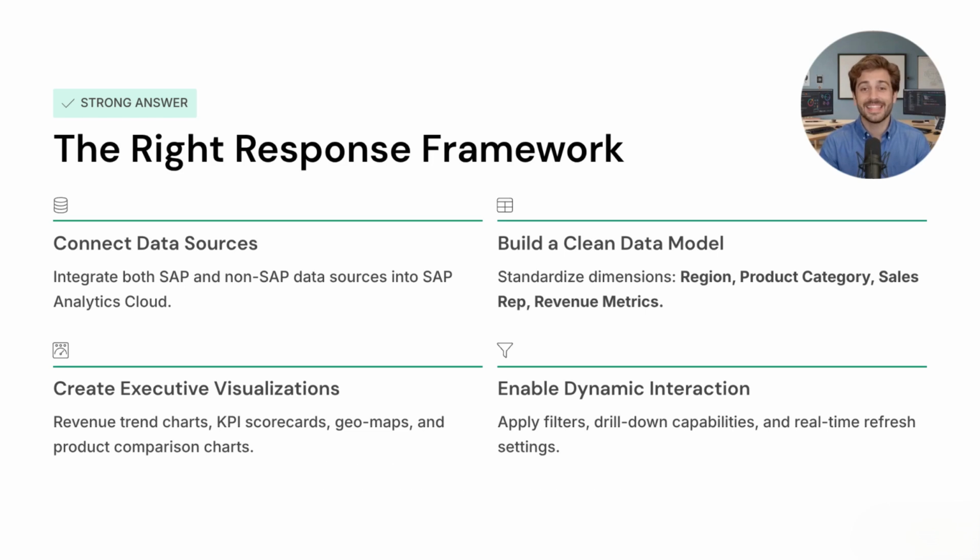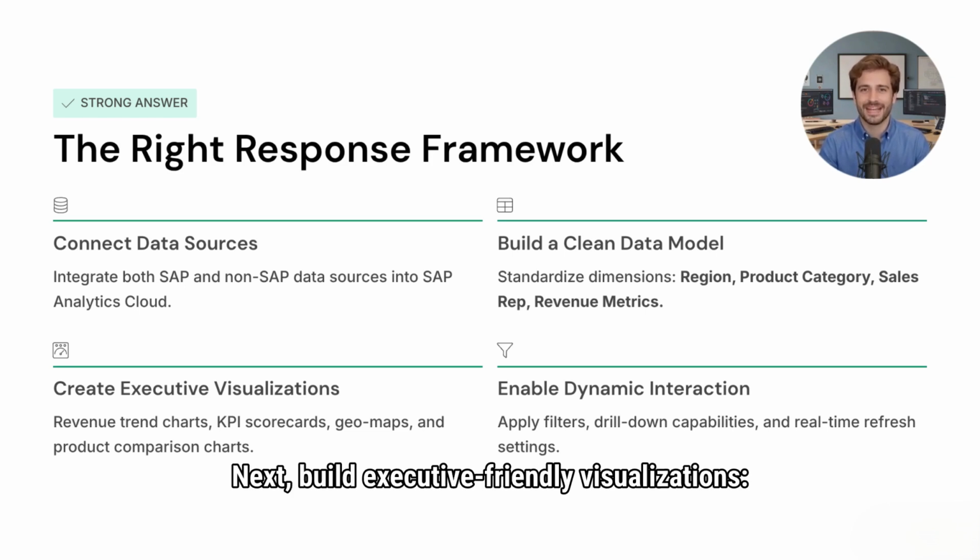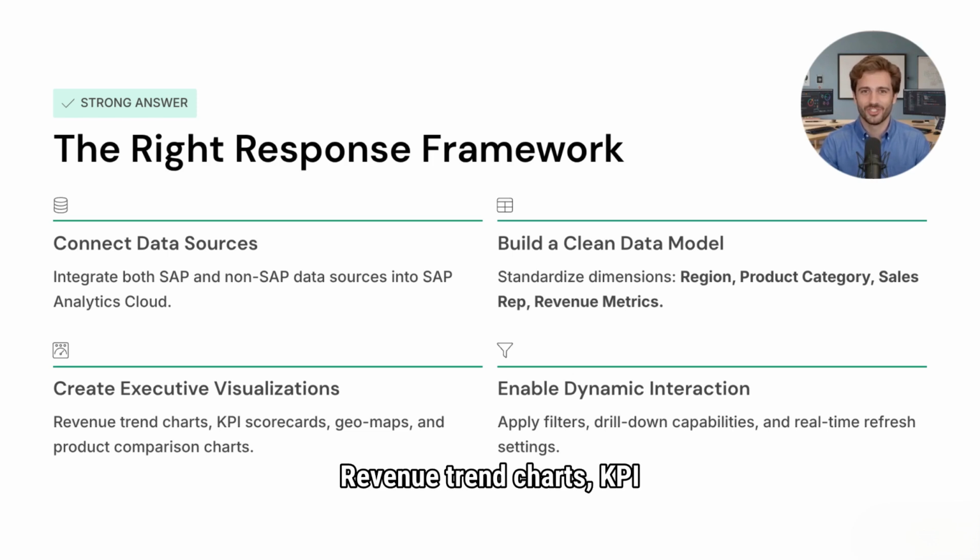Then, create a clean data model with standardized dimensions like region, product category, sales representative, and revenue metrics. Next, build executive-friendly visualizations: revenue trend charts, KPI scorecards, geo maps, and product comparison charts. Finally, apply filters, drill-down capabilities, and real-time refresh settings so executives can interact dynamically with the dashboard.